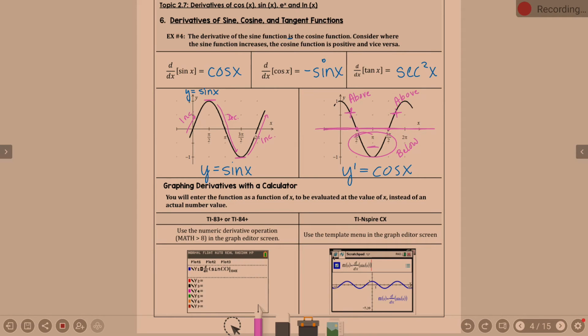Now, grab your calculator just real quick. I'll be honest, I'd never done this before. It's not that I didn't realize you could, but I'd never done it. You can actually graph a derivative. You can enter the function as a function of x, to be evaluated at the value of x instead of an actual number. Math 8 will give us the derivative, right? You can go into your y equals, do your Math 8 there, type in the function you want, and then instead of x equals a number, you're doing x equals x.